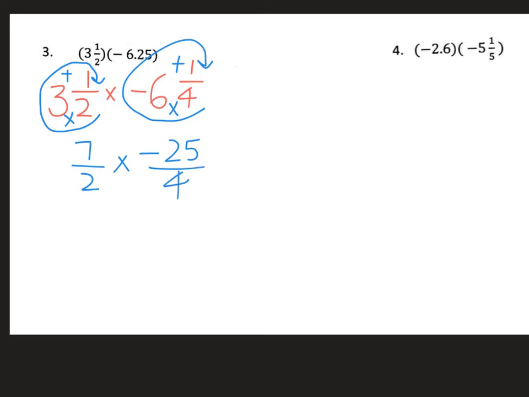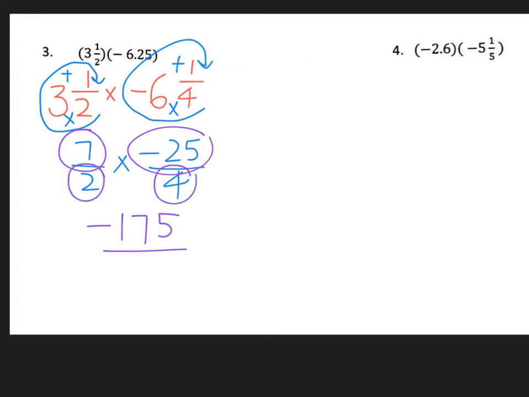From here, we follow the same rules we did on the previous slide. I'm going to multiply my numerators, so 7 times negative 25, well, that would be a negative 175. And then multiply your denominators. 2 times 4 is 8. From here, you do not leave it as an improper fraction for your final answer. So we need to figure out how many times 8 can go into 175.